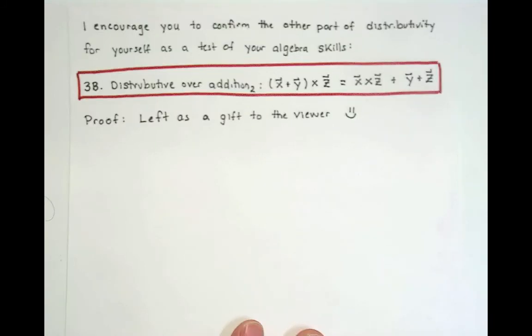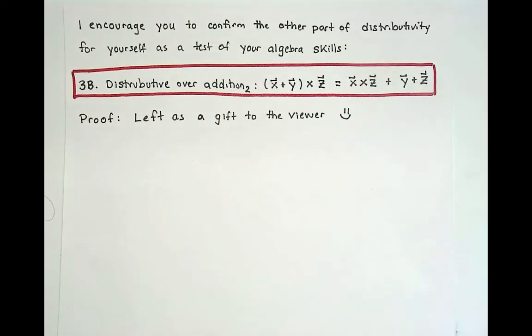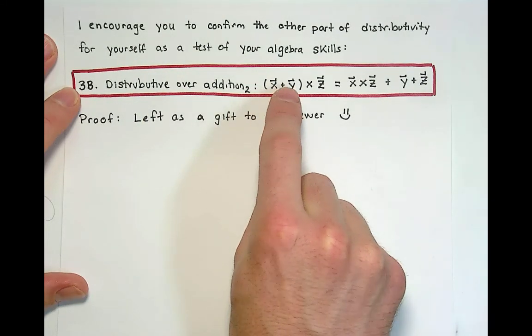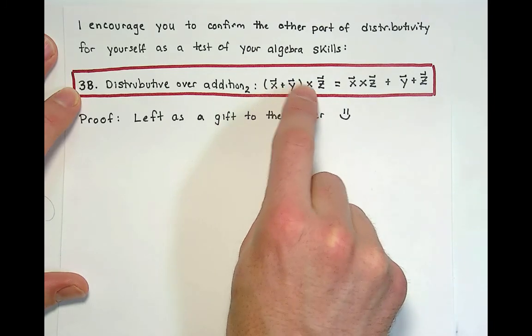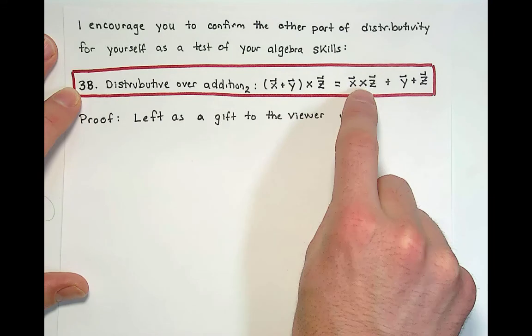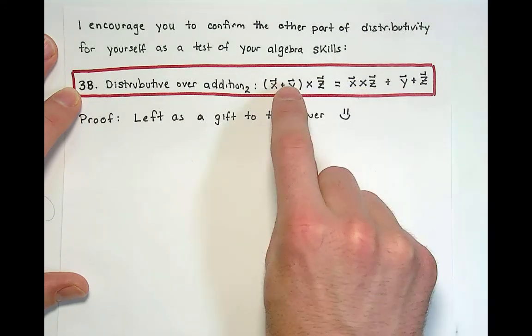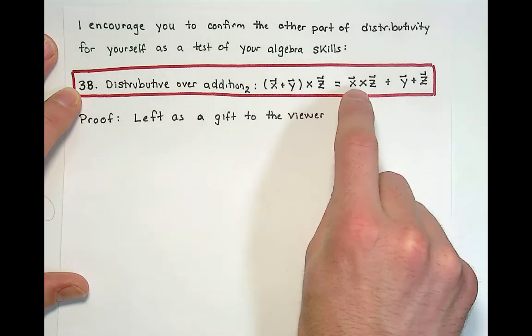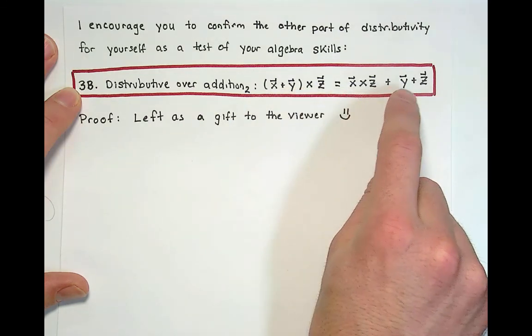Now I have a gift for you viewer at home. These are always fun. The gift is to finish the distributivity argument for the other case. So the other case of distributivity says that if you have vector addition in the left argument of the cross product, that I can distribute the cross product over that vector addition, and I would get this scenario. So x plus y quantity cross z is x cross z plus y cross z.